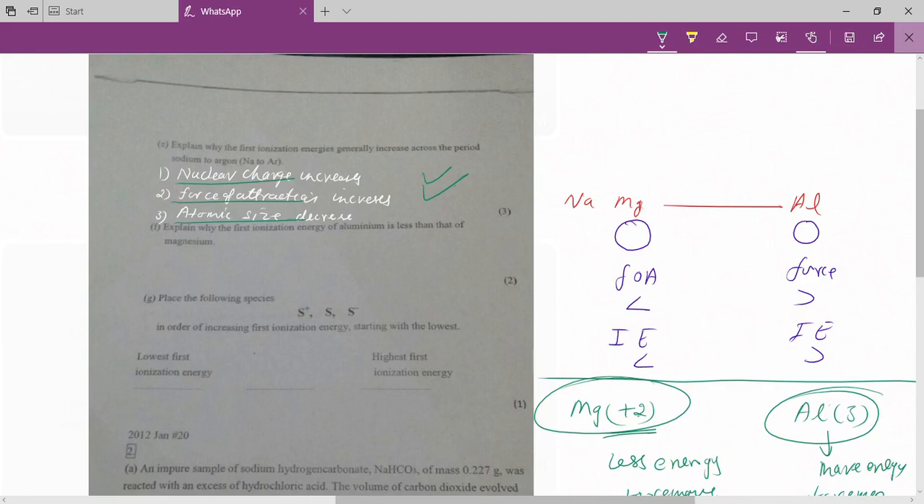G. Place the following species in order of increasing first ionization energy. No problem, it's very easy. Here is S minus, which means it is receiving an electron. S is neutral, and S plus is giving up an electron. Regarding the number system, neutral will be 0, that is S; receiving an electron will be S minus, and releasing an electron will be S plus. That's it, answer.